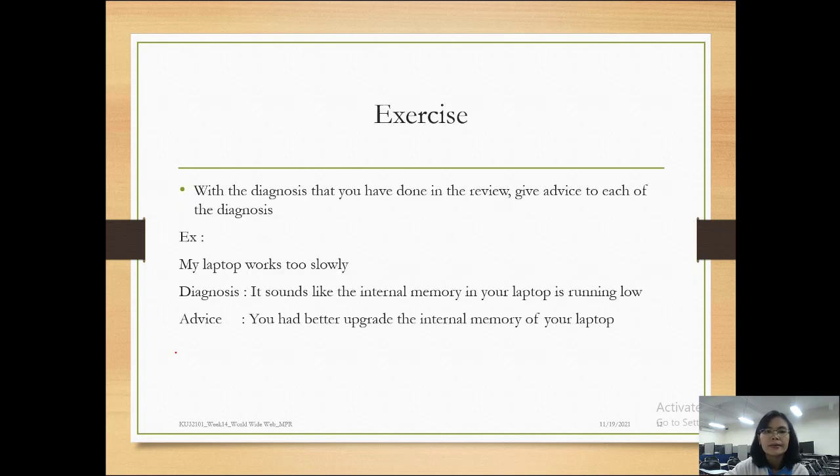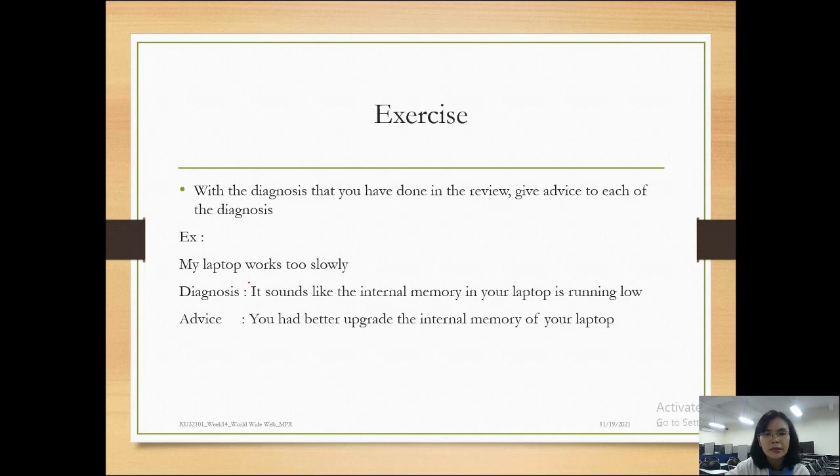So as a quick exercise over here, in the review, I actually asked you to identify 3 diagnoses of the fault from the problem. Okay, my laptop works slowly. So I have a look over here.